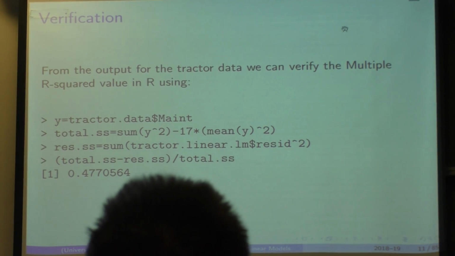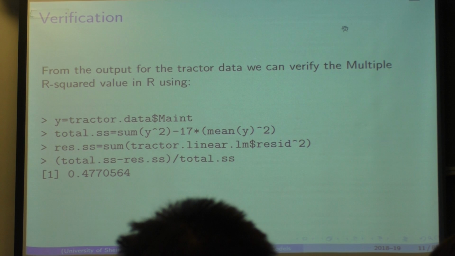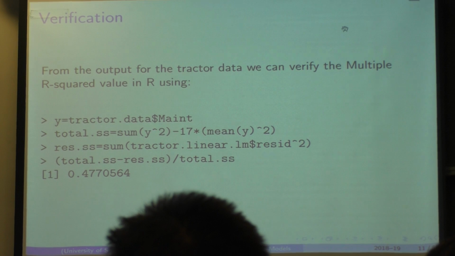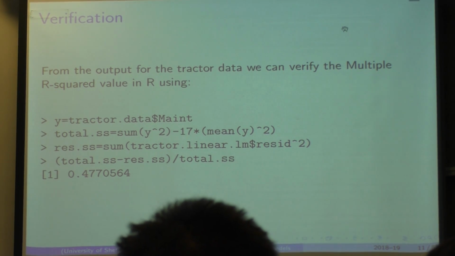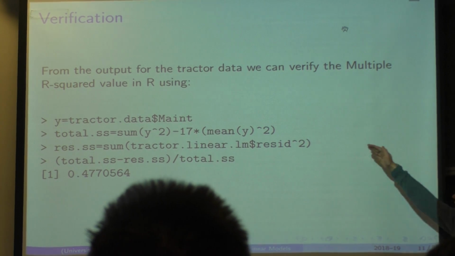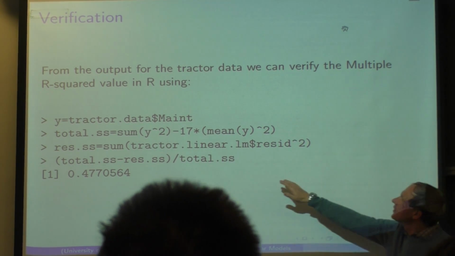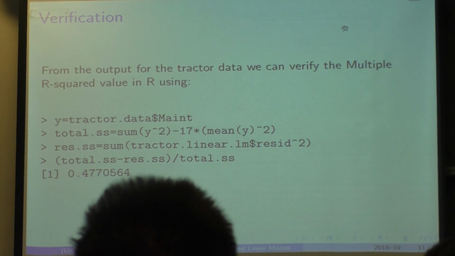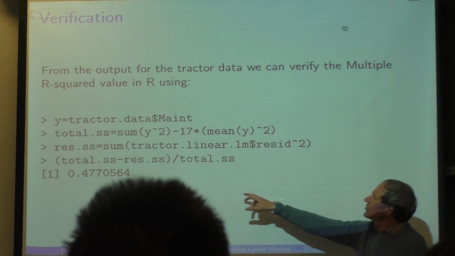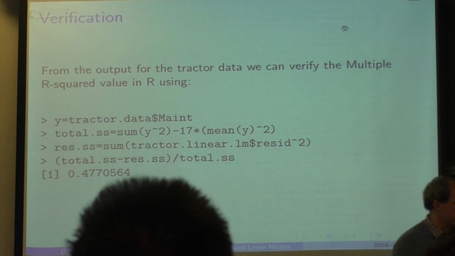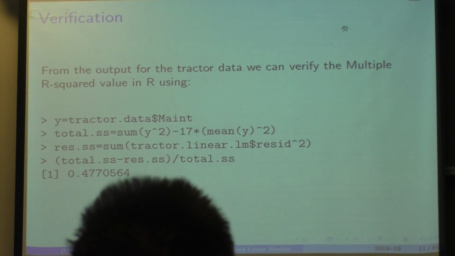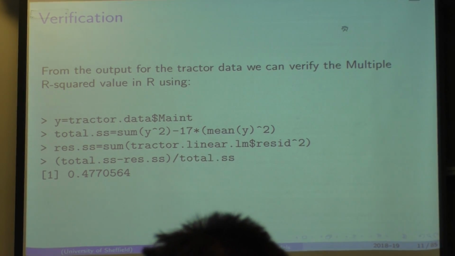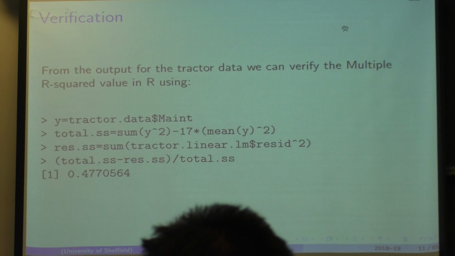Okay, so what are we doing here? So the tractor data needs to be known to R. The maintenance costs in the tractor data are the column mate, and we're defining that to be Y. So that's the first line. In the second line, we're calculating the total sum of squares, SYY. That's the sum of the actual squared values themselves minus 17 times the square of the mean. The 17 here, remember, is the number of data points. That's why 17 appears in the calculation.